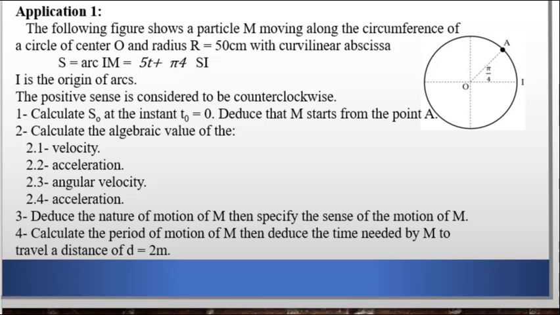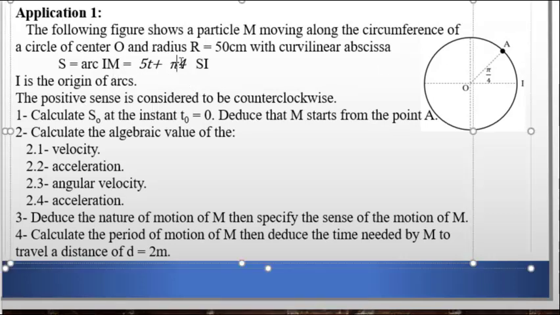Let's start reading it. He said the following figure shows a particle M moving along a circumference of a circle of center O and radius r equal to 50 cm with a curvilinear abscissa s equal to the arc IM equal to 5t plus pi over 4, okay dears? I is the origin of the arc. The positive sense is considered to be counterclockwise. Calculate S0 at instant t0, then deduce that M starts from point A, which makes an angle pi over 4. Let us check it.